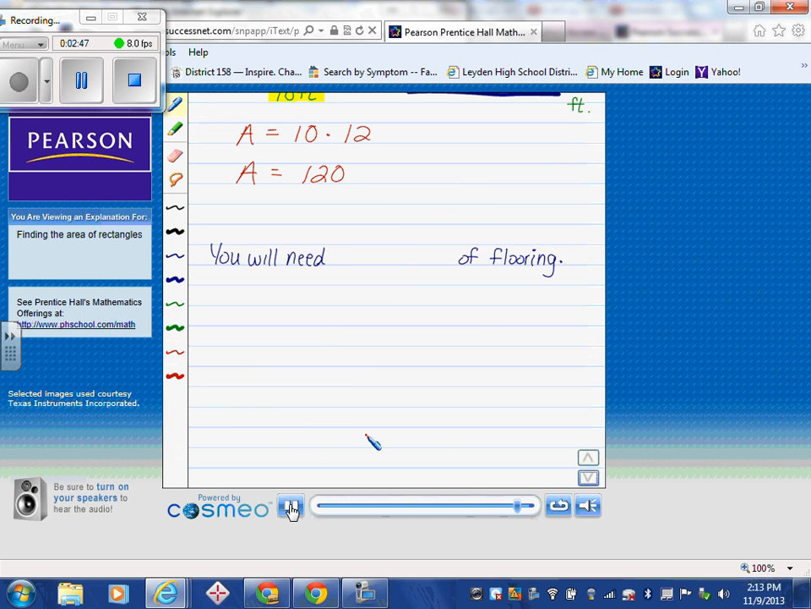So we can conclude then that we're going to need how much flooring? Be careful in labeling here. We need 120 square feet of flooring. Don't forget to use square units, and we were referring to feet. Area equals base times height when you're working with a rectangle.